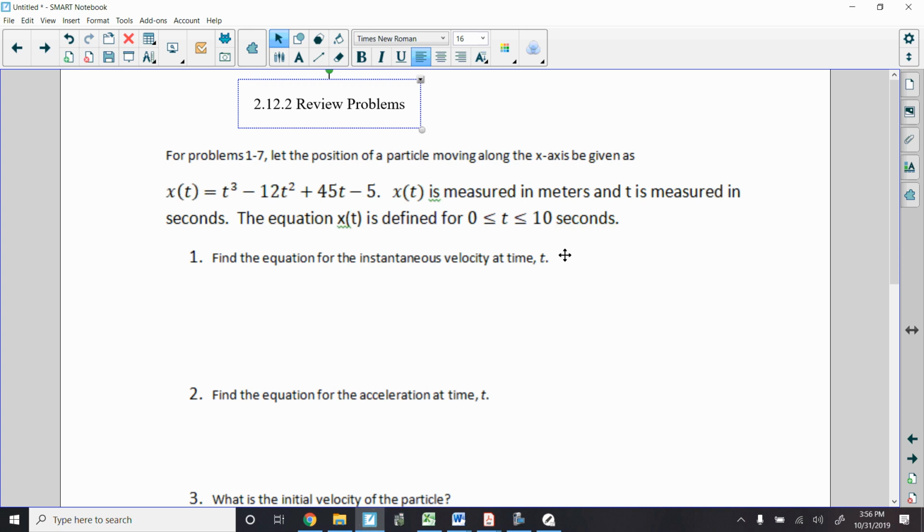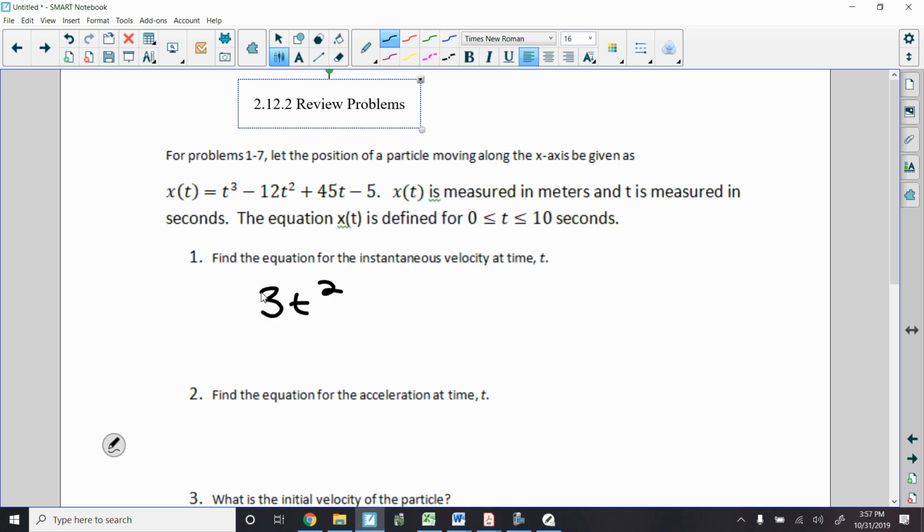So the velocity equation, the general equation for any time t, we need to take the derivative of the position equation to get the velocity equation. So doing the derivative here, by the way, when you do this, it's important to label it. Instead of just writing 3t squared minus 24t plus 45, that's not an equation, that's an expression. We want to write this as v of t equals.